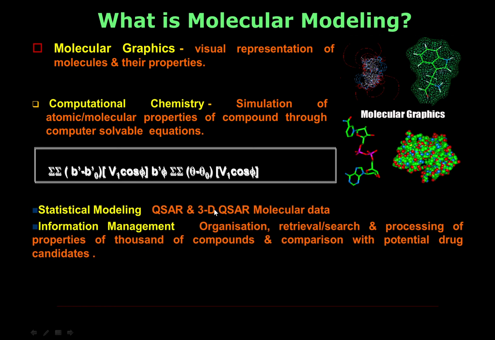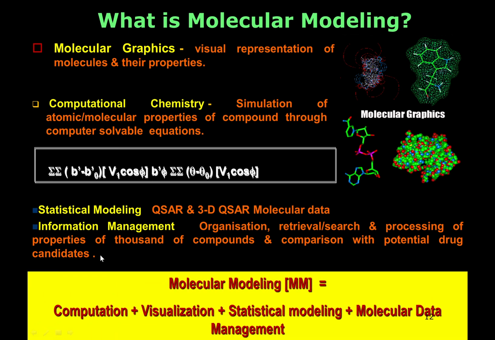Statistical modeling, like QSAR and 3D QSAR, involves a lot of validations, correlations, and statistical tests that are applied. Another very important component is information management. So much data is generated, and it is nicely sorted out. Its organization, retrieval, search, and processing of properties of thousands of compounds and comparison with potential drug candidates is also very important.